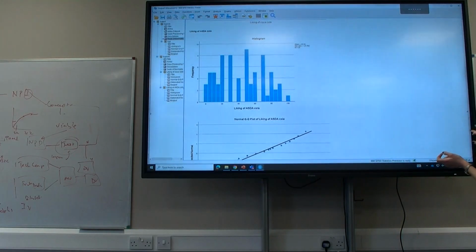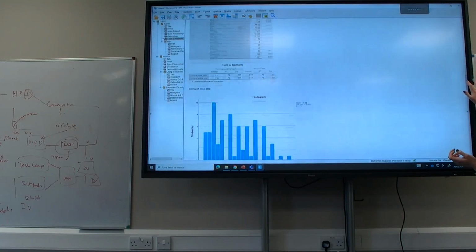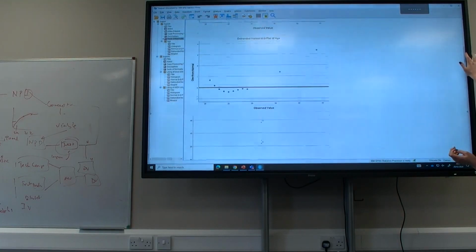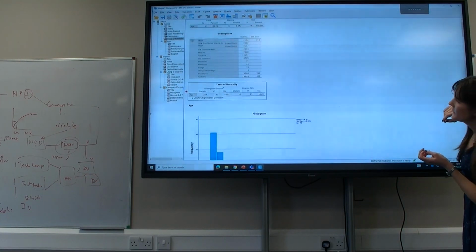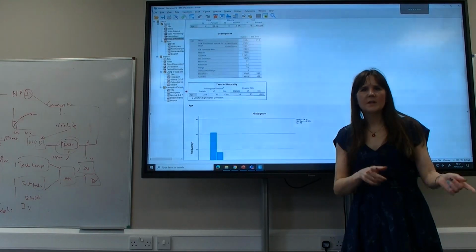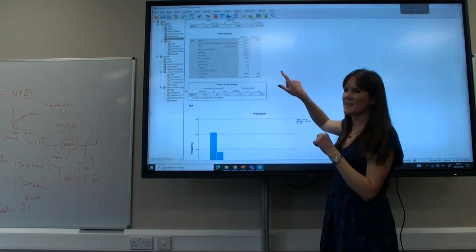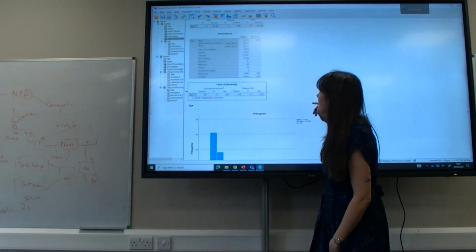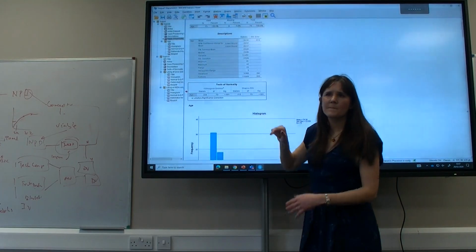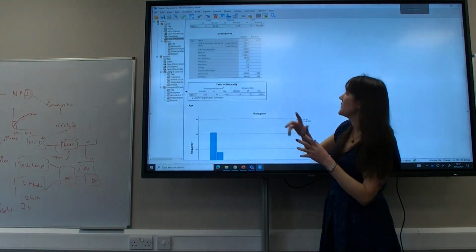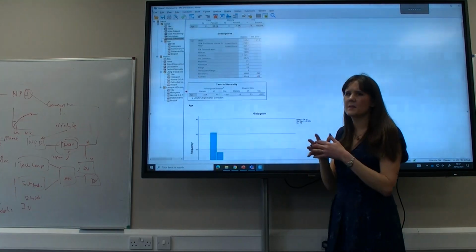Okay, so we're going to scroll up again, and we'll go through age together, and then I'll ask you to do the same for Asda and Coca-Cola. So if you scroll back up to the top of your output, to your descriptive statistics for age, you'll see you've got values for skew and kurtosis. In your descriptives table, you've got a statistic and a standard error for skew and kurtosis.